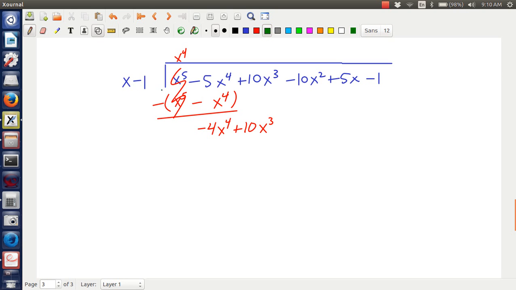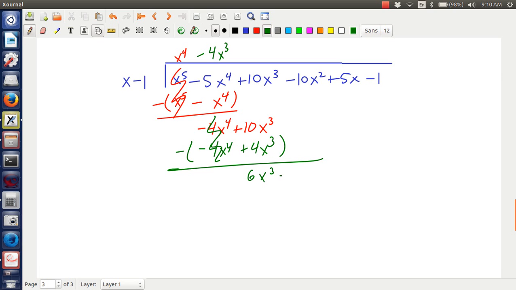Okay, so I want to know how many times x goes into -4x to the fourth, and I get -4x cubed, and -4x to the fourth, and I get a +4x cubed. Subtract this, these guys go away, this sign changes, 6x cubed. How many times does x go into 6x cubed? Well, these are pretty easy parts of the question.